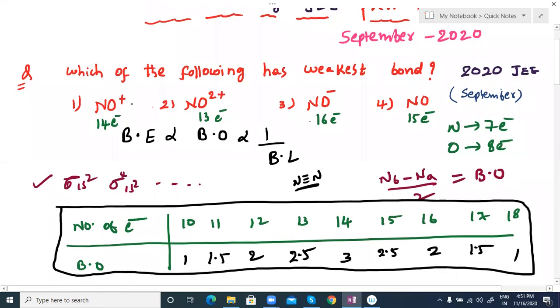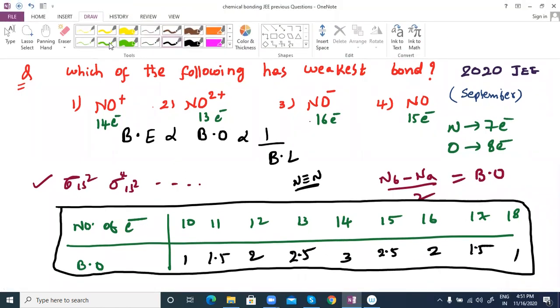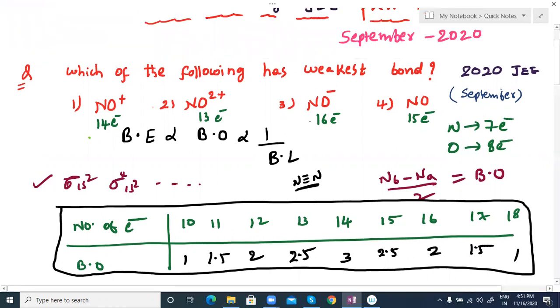Now we can check the bond orders here. 14 electrons means bond order 3. 13 electrons means 2.5. 16 means 2. 15 again, how much can you expect? 2.5. Got it? So these are the bond orders. Which one has the highest bond order here? NO plus. The one with the highest bond order has more bond energy, so the strongest bond. Got it?